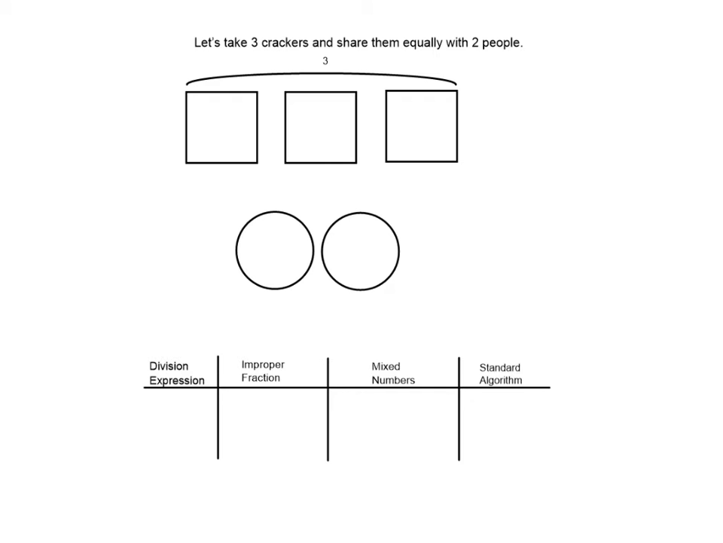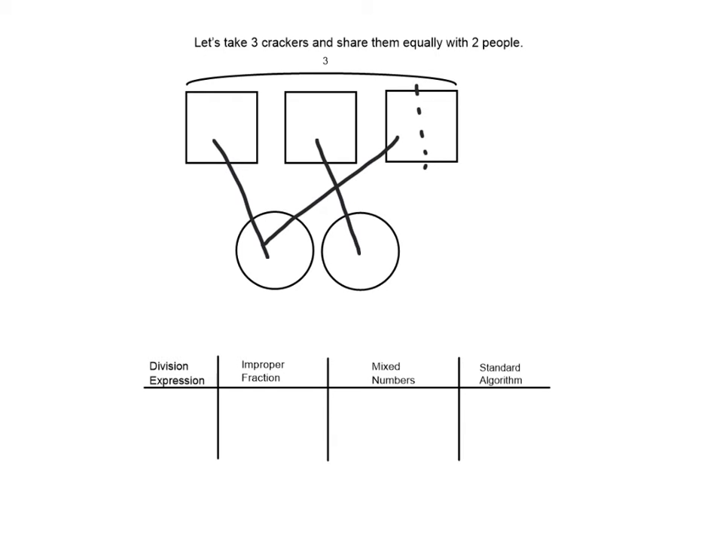Okay, because when you have your paper and pencil, you're not going to be drawing crackers and drawing people. You're just going to use squares to represent your crackers and circles to represent your people. So if I have 2 people and 3 squares, it looks like each person can get 1 full cracker. What do I have to do to this last cracker to share it between the 2 people? That's right, I have to split it in half.